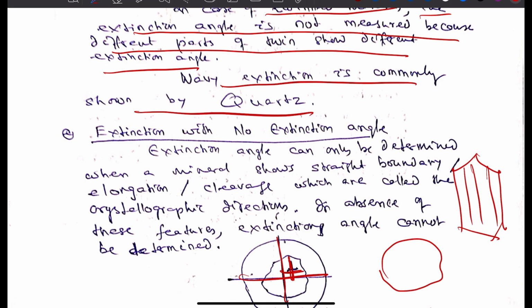So in order to know the type of extinction angle, the mineral must present crystallographic directions, which are indicated by straight boundaries, cleavages, or by the direction of elongation. That's why in those cases where these features are absent, we do not determine the extinction angle, or we can say extinction is taking place without any extinction angle.